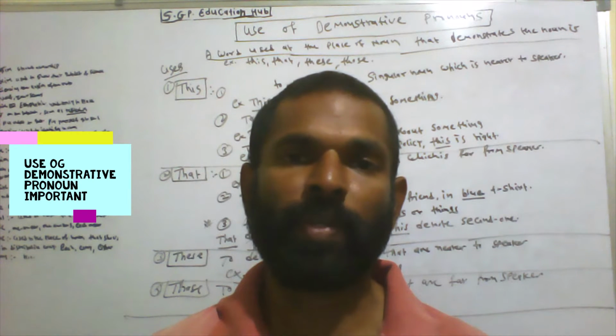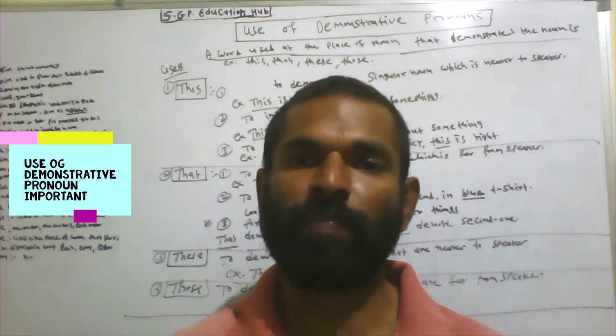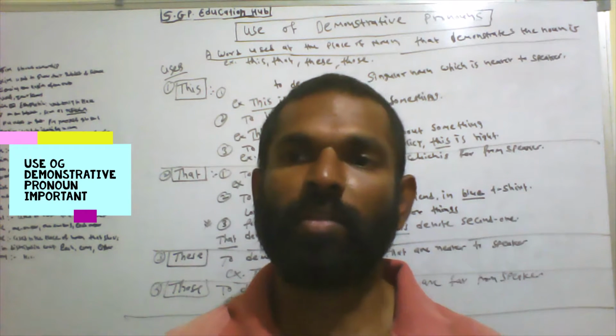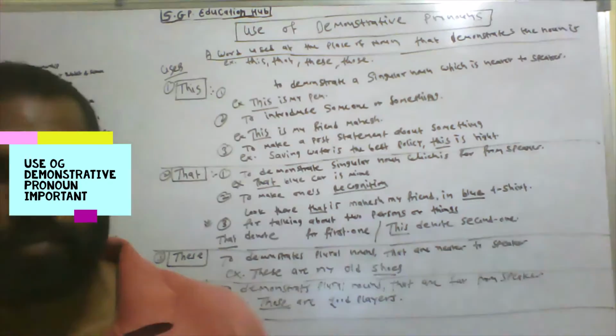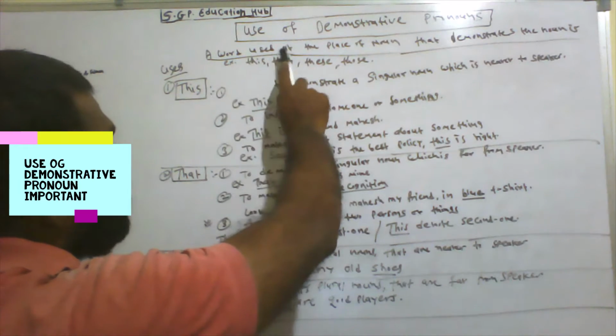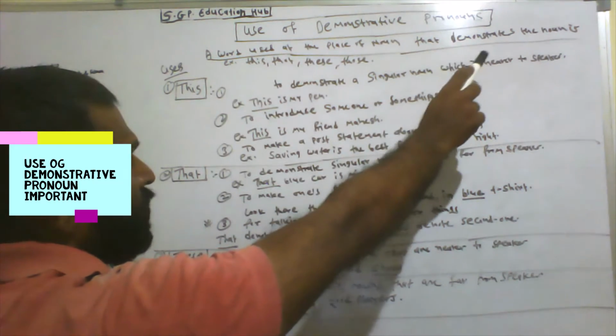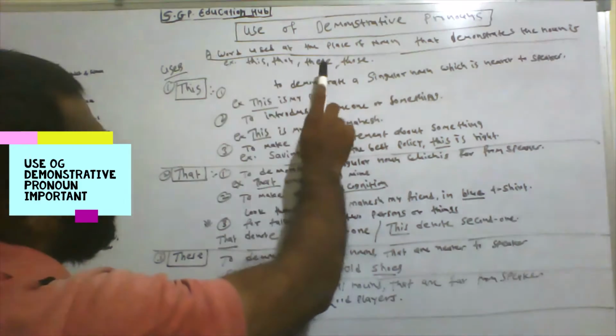Let's go to the topic. The topic name is use of demonstrative pronoun. A word used in the place of a noun that demonstrates the noun is called a demonstrative pronoun. Examples: this, that, these, those.